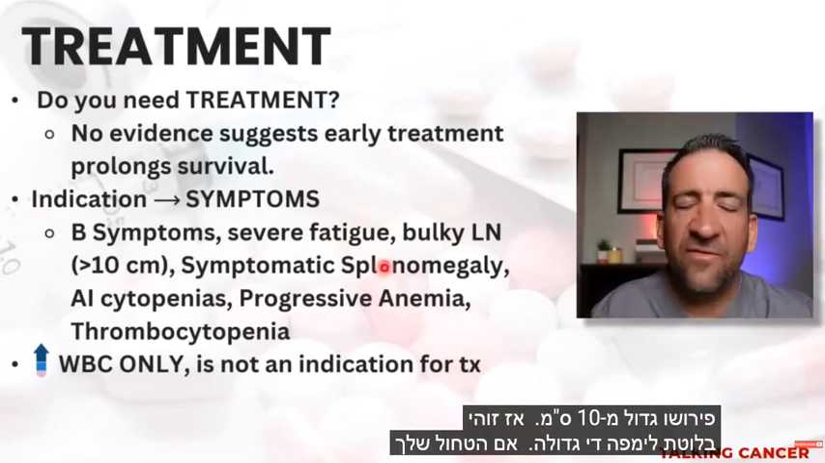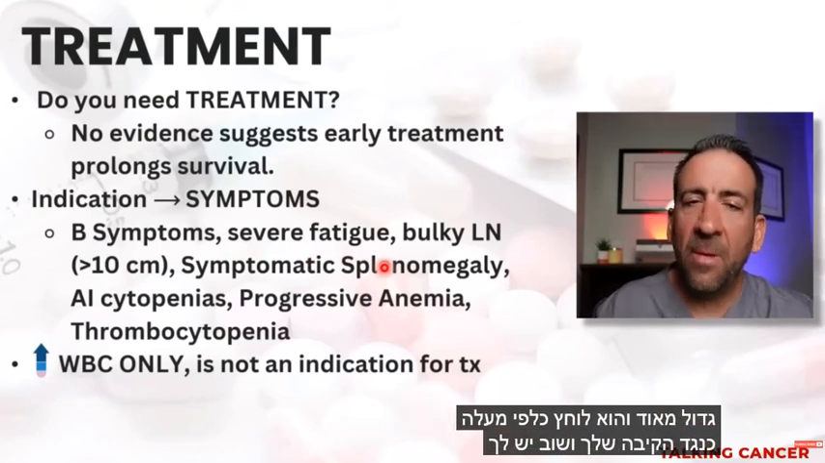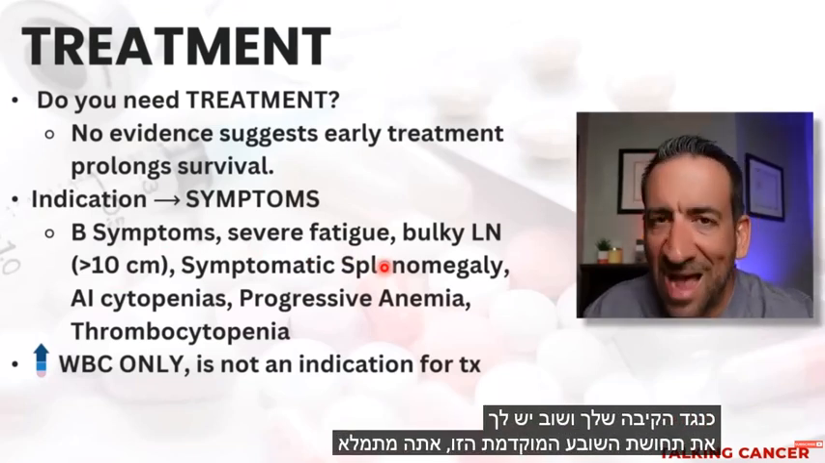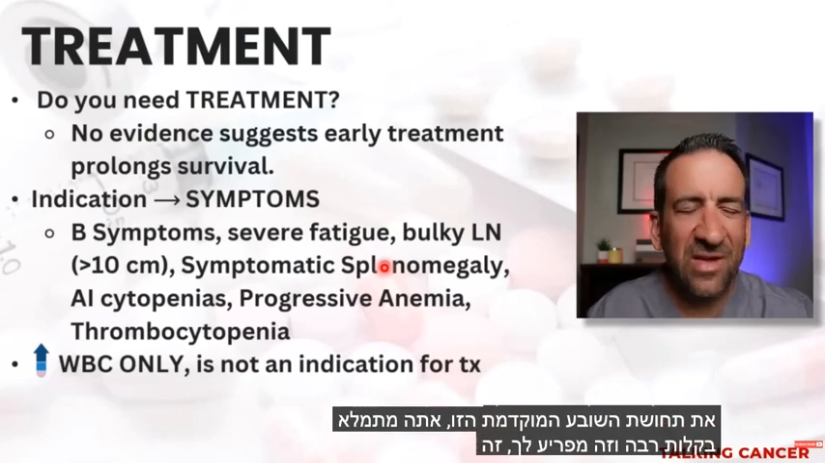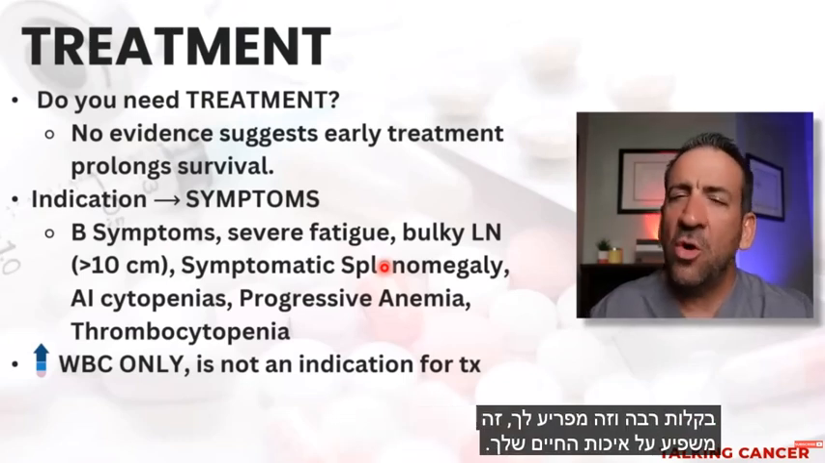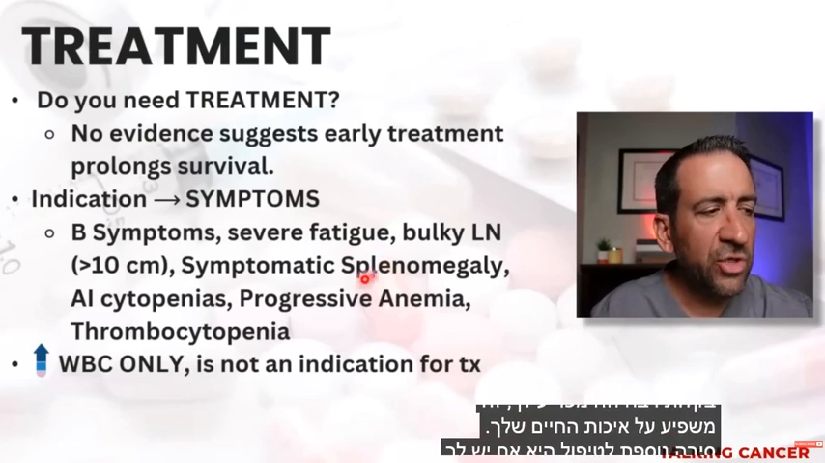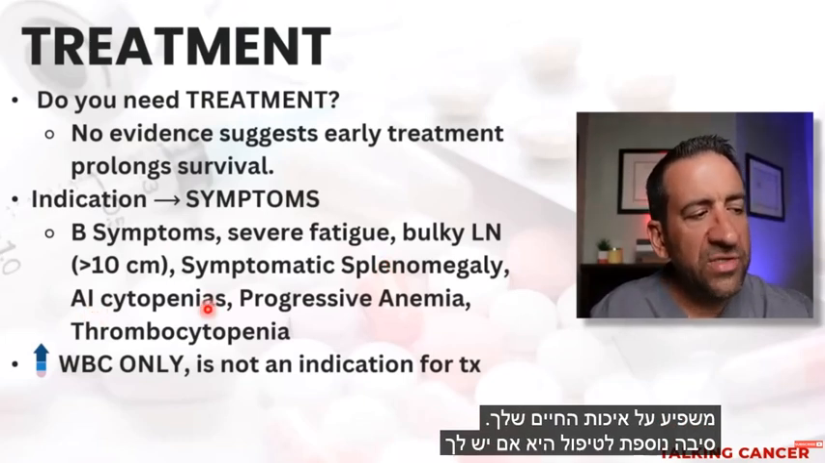If your spleen is very large and it's pushing up against your stomach, and again, you have that early satiety, you become full very easily and it's bothering you, it's affecting your quality of life, that's another reason to treat. If you have autoimmune cytopenias.